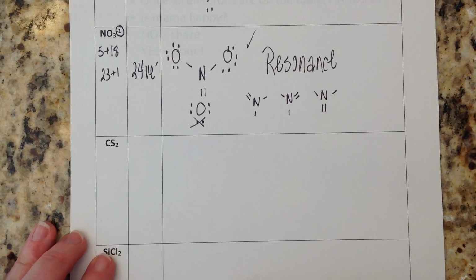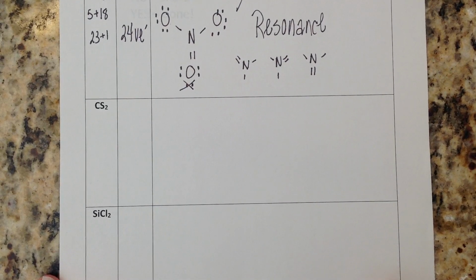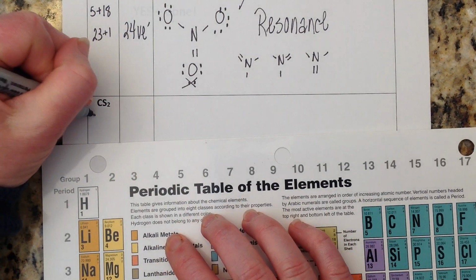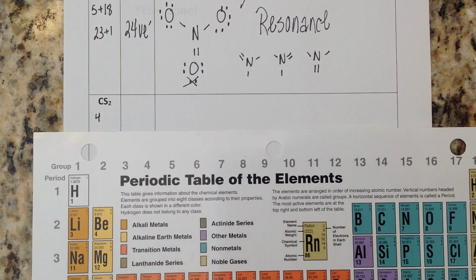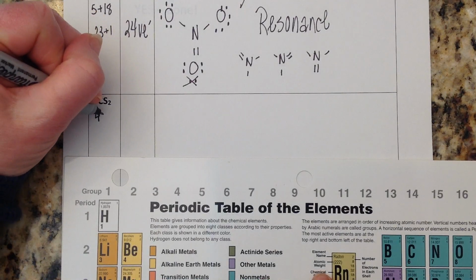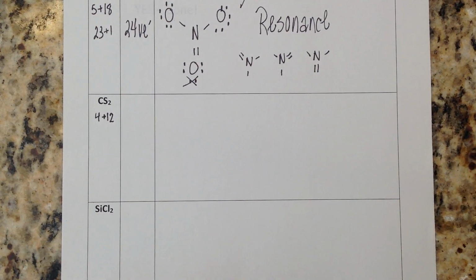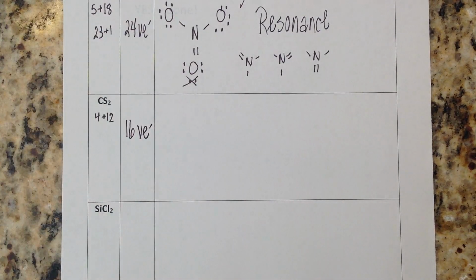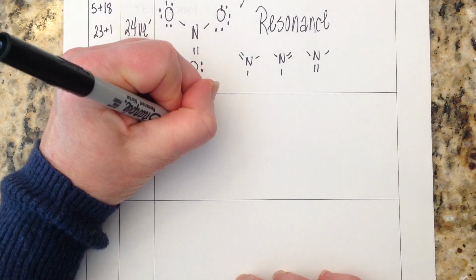All right, let's look at another one. We only have 2 more examples, and I think everybody's going to have this skill nailed down pretty well. So CS2, carbon has 1, 2, 3, 4 valence electrons. Sulfur has 1, 2, 3, 4, 5, 6 valence electrons. 6 times 2 is 12. 4 plus 12 is 16. We have 16 valence electrons. There's only 1 carbon and 2 sulfurs, so it makes sense.